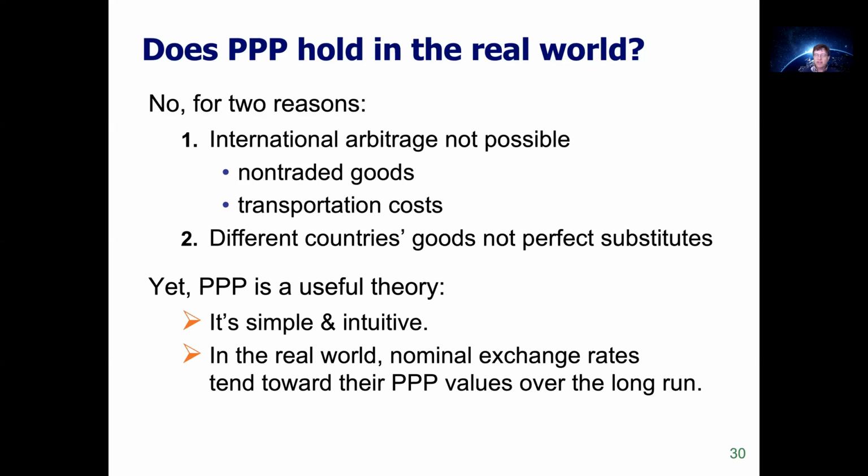Nominal exchange rates tend towards purchasing power parity, or another way to say that is there's some tendency for epsilon to go to 1. Even more importantly, epsilon doesn't stray that far from 1. Typically, the real exchange rate is between about 0.7 and 1.3. That is, the real exchange rate seldom drifts more than about 30% away from purchasing power parity.